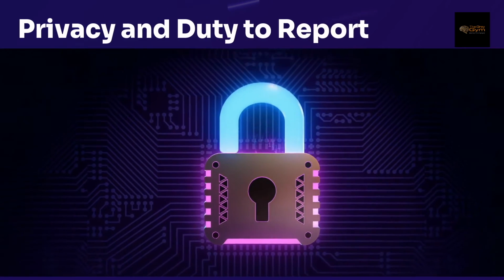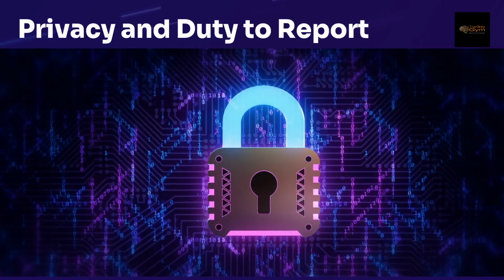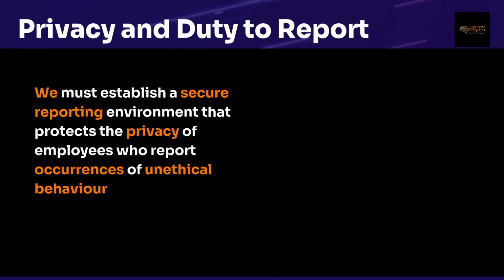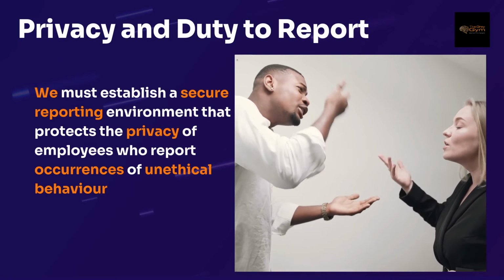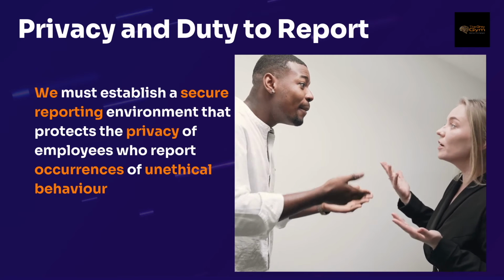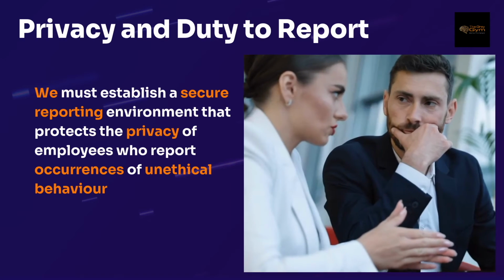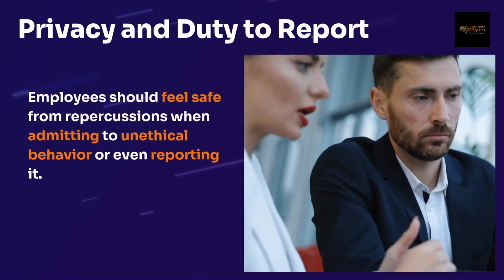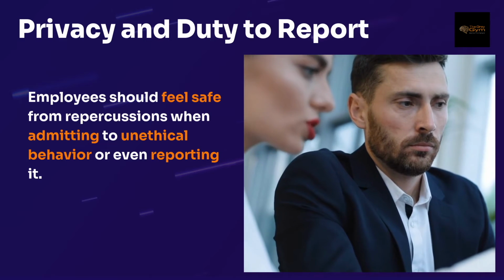Moving along, our second topic, which is privacy and duty to report unethical behavior. To establish an effective and active reporting system, you must establish a secure reporting environment that protects the privacy of employees who report occurrences of unethical behavior. Ideally, this would be something the organization encourages. Companies should have a strong culture of reporting and transparency. It's important that employees feel safe from repercussions when admitting to unethical behavior or even reporting it.